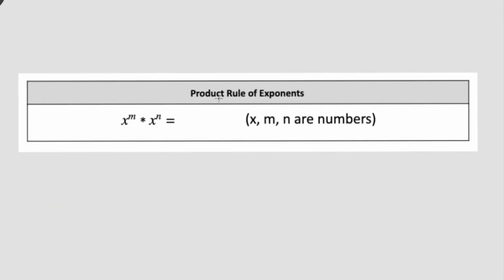It actually turns out that this happens every single time. We have something called the product rule of exponents, where as long as the base is the same, we can simply add the exponents. X, m, and n here are numbers, which means that the base and the two exponents are numbers. And if the conditions are met, as long as the bases are the same, all we have to do is add the numbers to get the final answer. That's an amazing shortcut, and that's going to help us a lot.